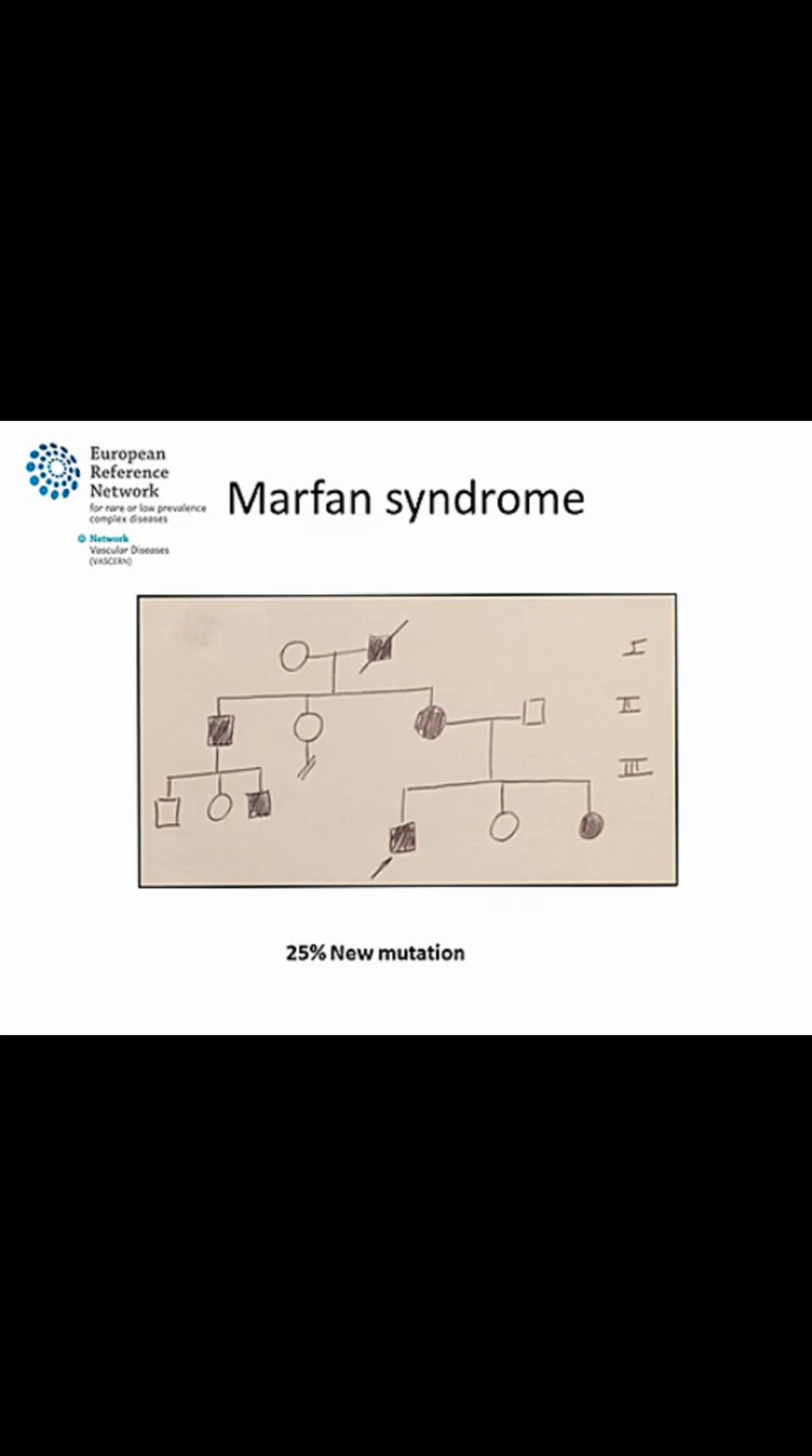The inheritance of Marfan syndrome is what we call autosomal dominant, meaning that typically an affected individual will have inherited the disease from one of his or her parents and has a 50% chance of transmitting the disease to each child. Men and women are affected equally. It should be noted that up to 1/4 of Marfan patients has a new or spontaneous mutation, meaning that it was not inherited from the parents.